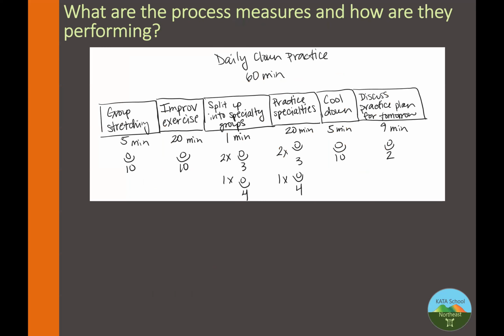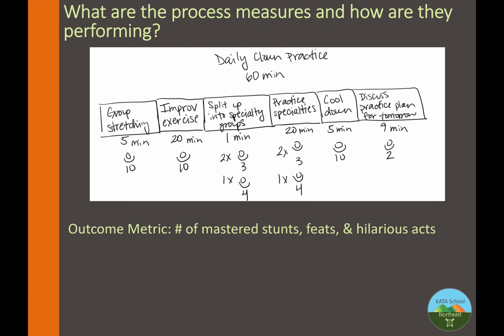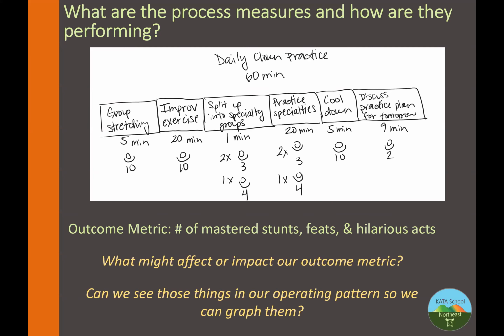So going back to the clowns and our practice process, our outcome metric here is number of mastered stunts, feats, and hilarious acts. So what kind of levers can we move to achieve that outcome? What can we see in the operating pattern so we can measure and graph those? Two possibilities here are the time that the clowns spend practicing and the number of skills being practiced. So here you can see that there are a few groups set up, which would indicate the number of skills.